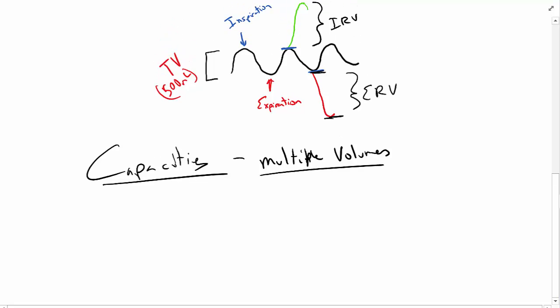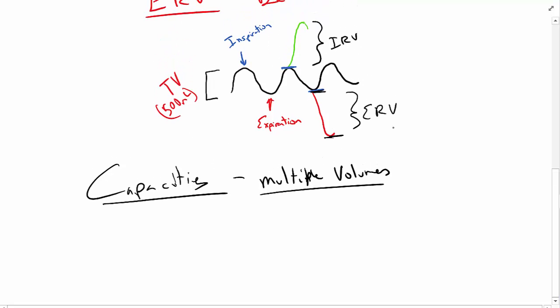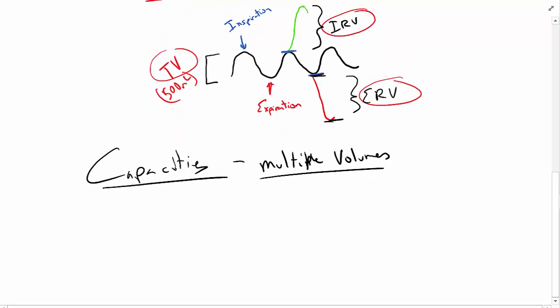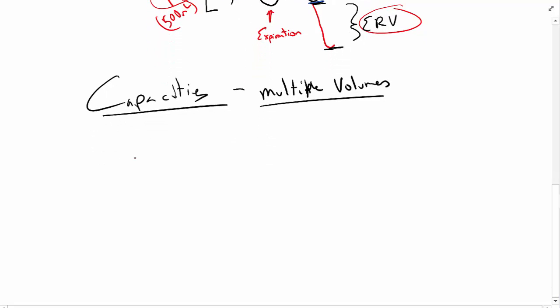Let's take a look at this. So if we wanted to combine inspiratory reserve volume, so right here, IRV, which is the amount that you can breathe in above tidal volume, and expiratory reserve volume, and tidal volume, if we wanted to combine those three, there's a capacity that describes that, and that is called vital capacity.